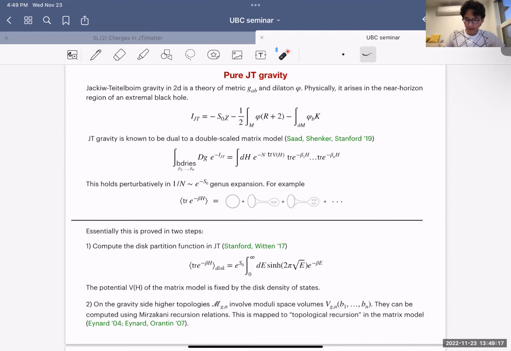And so we consider JT gravity. So first, review pure JT gravity. It's a theory of the dilaton and the metric. So it has this action. There's a term which is proportional to the Euler character of the Riemann surface and some counting parameter. So there's a term phi times R plus two. And the role of this term is that if you integrate out the dilaton, essentially you localize onto hyperbolic surfaces. And there's some boundary term.